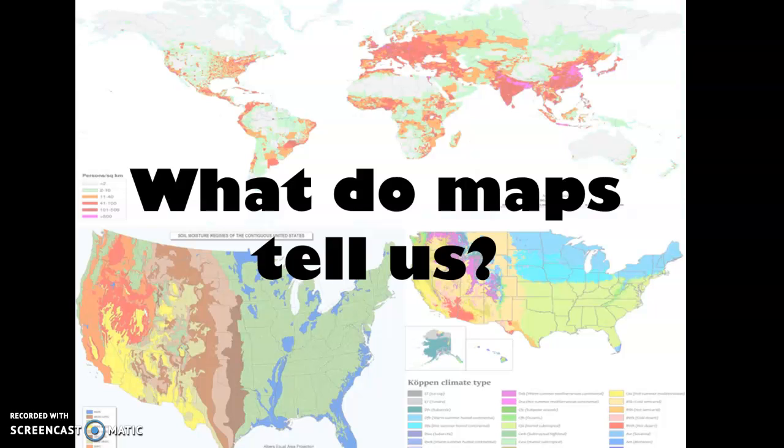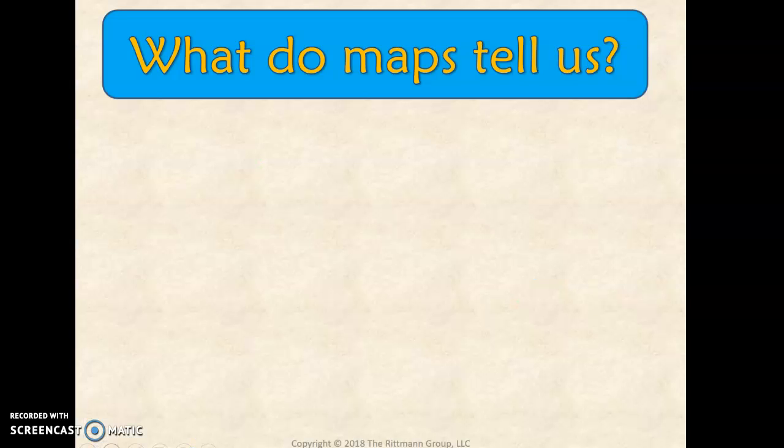We are going to talk today about what maps tell us. This is part 2 of our geography lesson to learn all of the vocabulary words associated with maps and understand how to read maps. So let's just jump right into it. What do maps tell us?